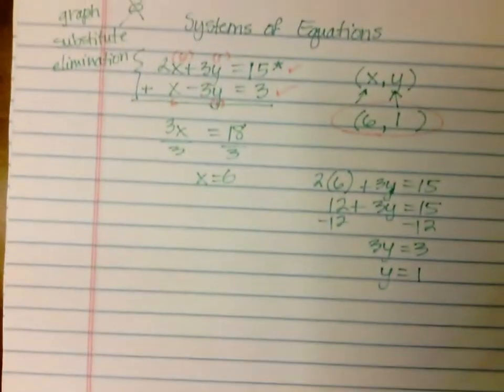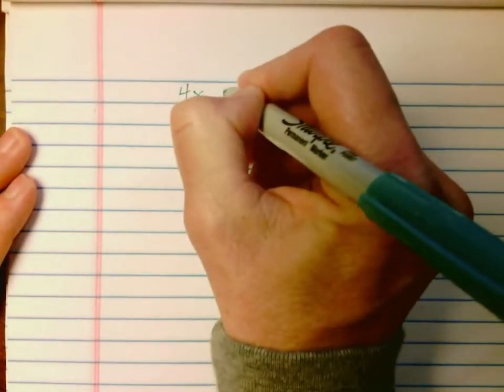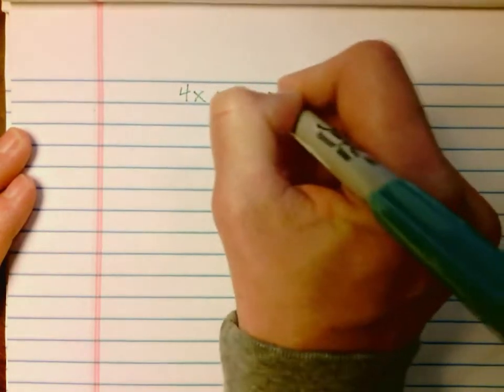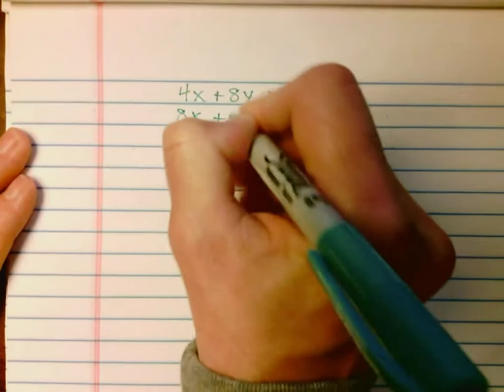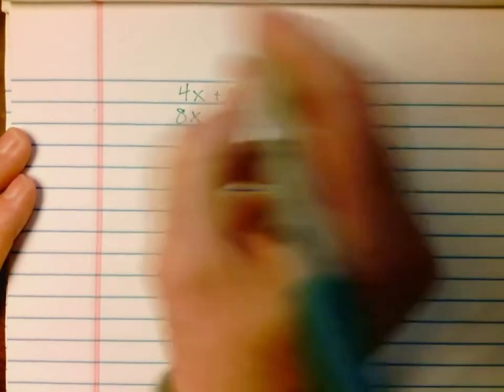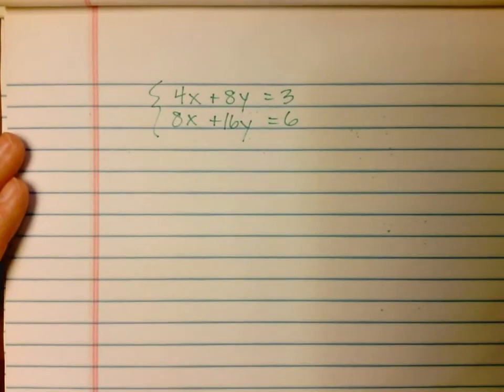Let's look at another example. Solving systems of equations. Let's look at the system that says 4x plus 8y is 3, and 8x plus 16y equals 6. Let's solve this system of equations.